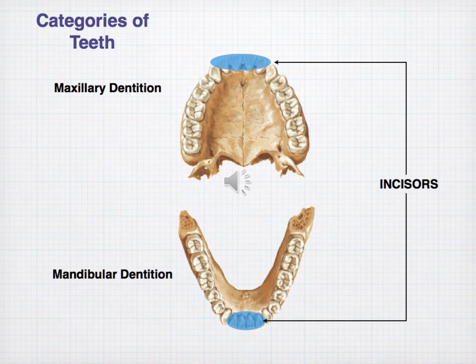In humans, there are 4 different types of teeth. And the first teeth that we'll talk about are the ones that are associated closest to the midline. Now, you also have maxillary and mandibular dentition, and they are different, but they contain the same types of teeth. Your incisor teeth are the ones that are the most anterior, towards the front.